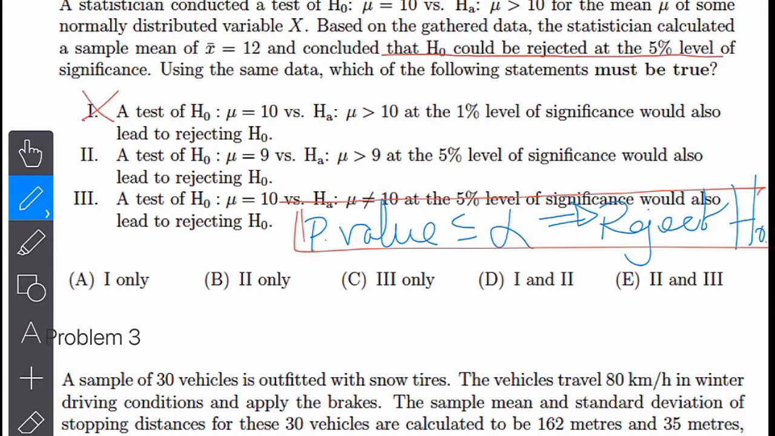A test, okay, so now I'm going to change. If it's 9, so I'm going to keep the level of significance the same, but I'm going to change the hypothesis to a different value. And what will happen with that? And then in the third, what I'm going to do is go to the two-sided test. So let me give you a moment.